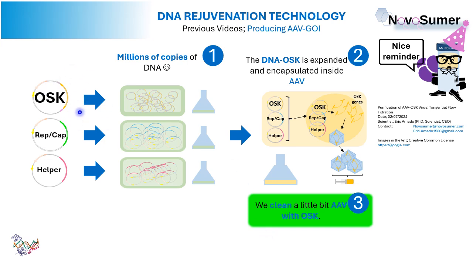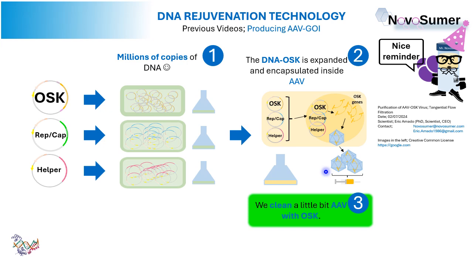So we have the DNA, we produce millions of copies of the DNA, we introduce this DNA in special cells, mammalian cells, and these cells produce EV particles, viral particles, and include the OS genes inside the EV particles. Third step, purifying the EV particles with the OS genes and leaving these ready to rejuvenate ourselves, ready to rejuvenate us. So let's go for the next slide.